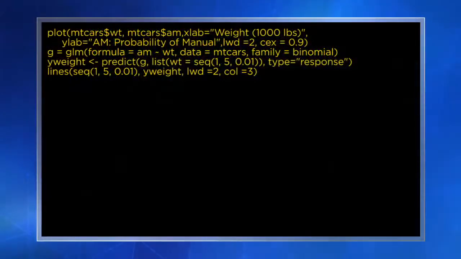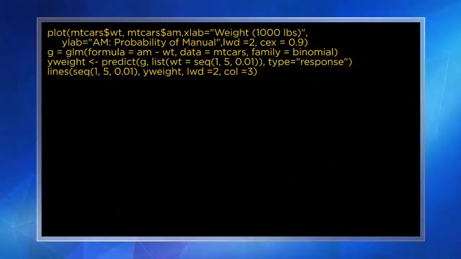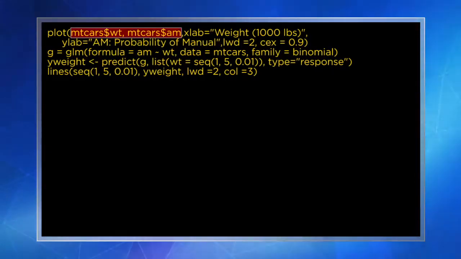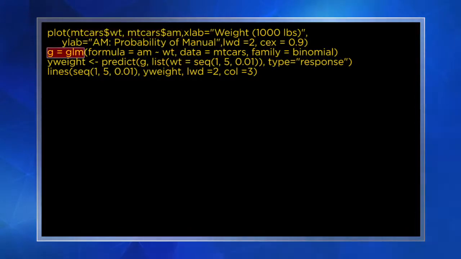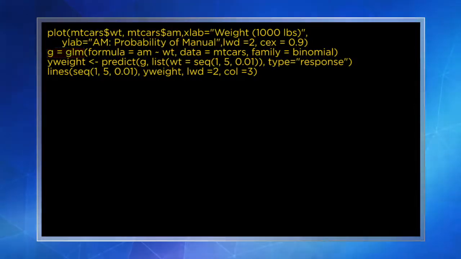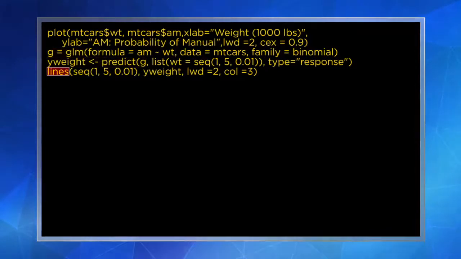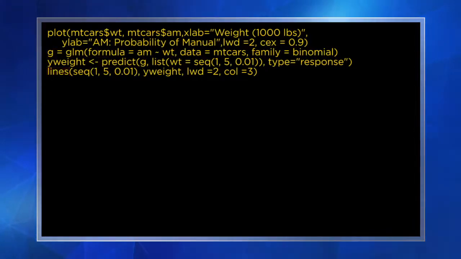Here's code that we can use to look at our model graphically. Right? So now we're plotting mtcars weight versus mtcars am. And from that, we're going to add g, that's our generalized linear model fit. And we're going to assign y-weight to the predicted model fit and then add lines to that. It's kind of complicated code, but it gives you an amazing output.